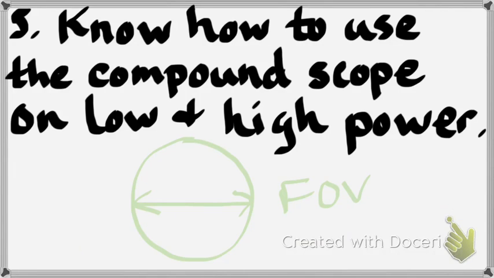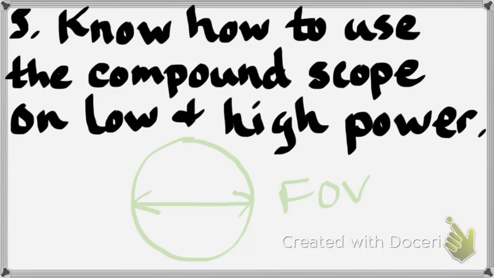Well, I put a little drawing up there. Guys, this is supposed to represent the circle of white light that you see when you look through a microscope. Don't you agree when you look through a microscope you see a circle of white light? And then we call that circle of white light the field of view, FOV, field of view.